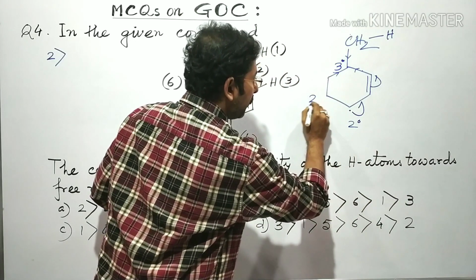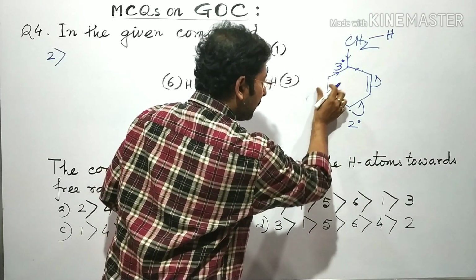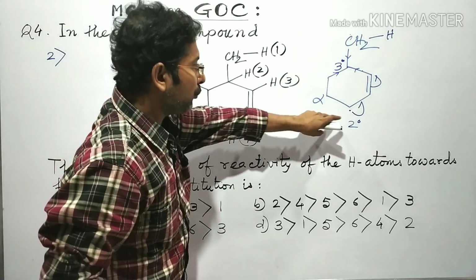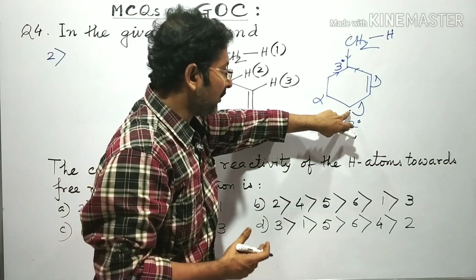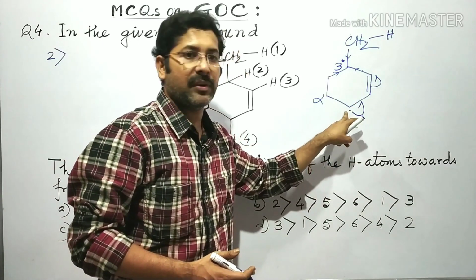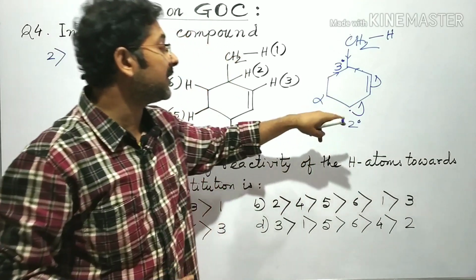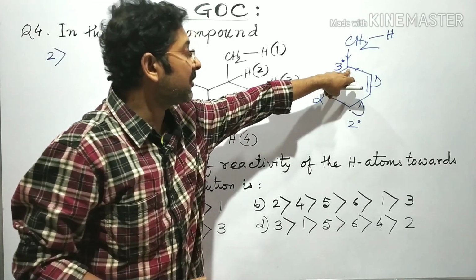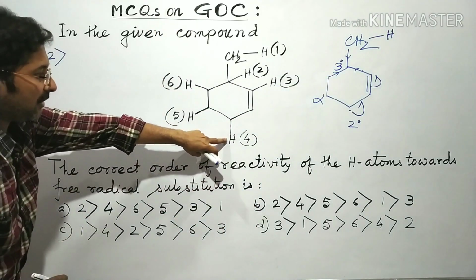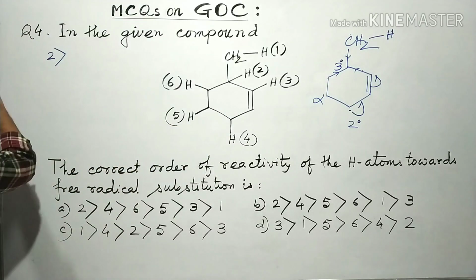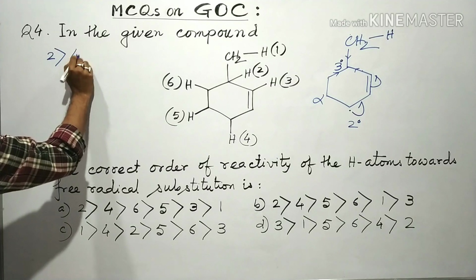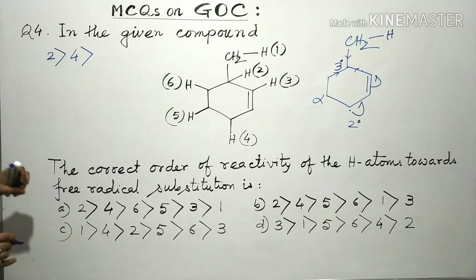So there are 2 alpha hydrogens on the alpha carbon. So these 2 alpha hydrogens will stabilize the free radical, and this resonance will stabilize the free radical. But its stability will definitely be less than the previous free radical. So this hydrogen is the next reactive hydrogen. So 2 is more reactive than 4.